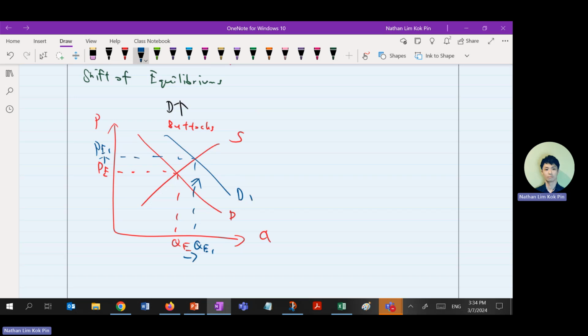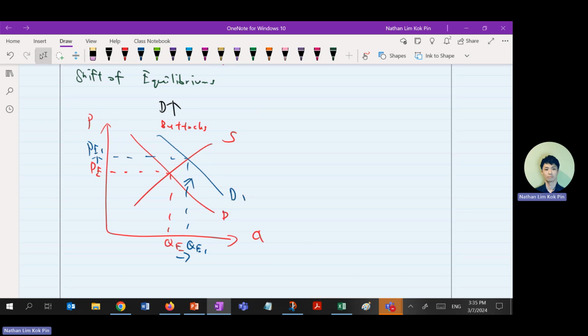Of course, you have to decide yourself in your article, in your question, what is it about? What is the reason behind? Which one you should draw? This one is for demand increase.